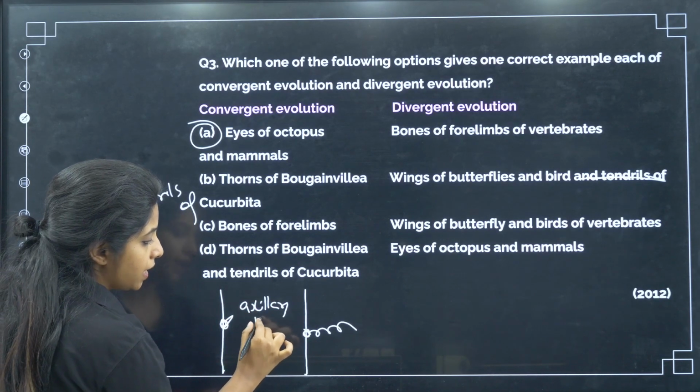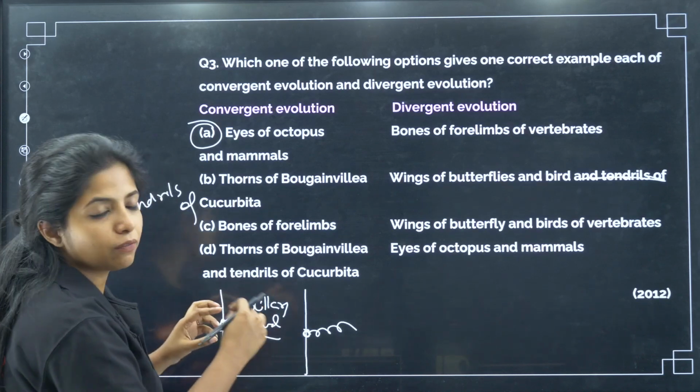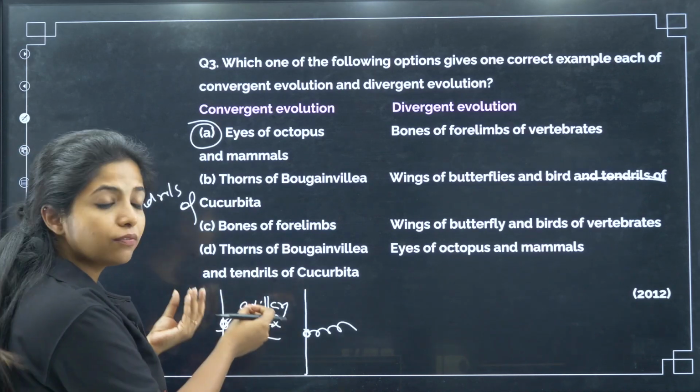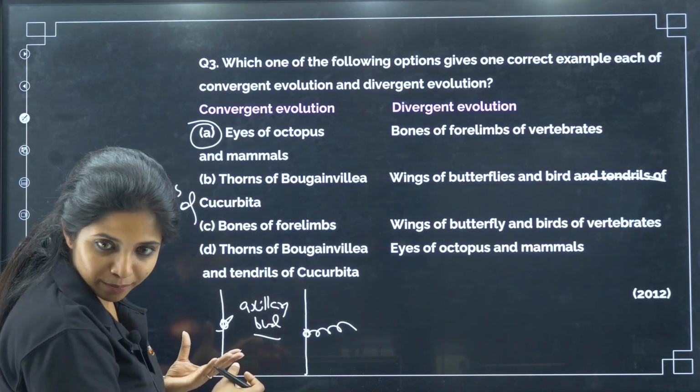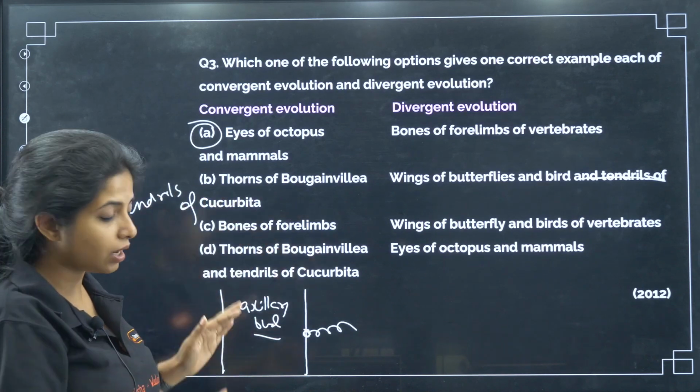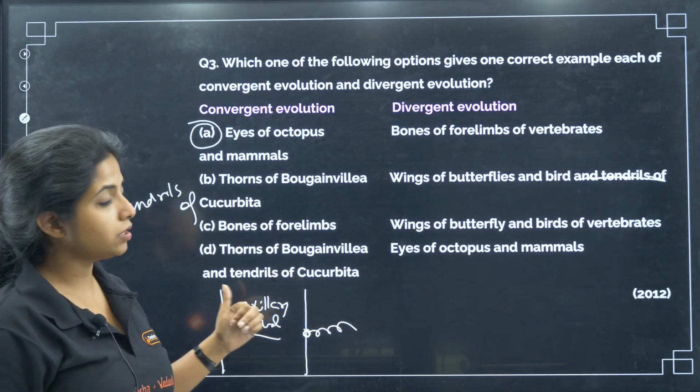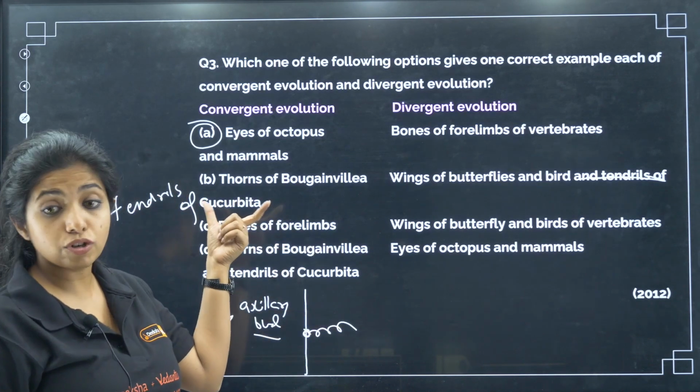Axillary bud. So can I say the structural similarity would be the same, even though they formed something else later on, but they evolved from the same area, same place, right? So this is an example of divergent evolution. They diverge into different things. One formed tendrils, another formed thorns. So this is divergent evolution, not convergent evolution.